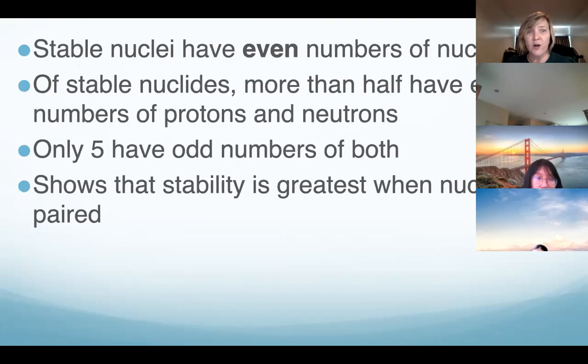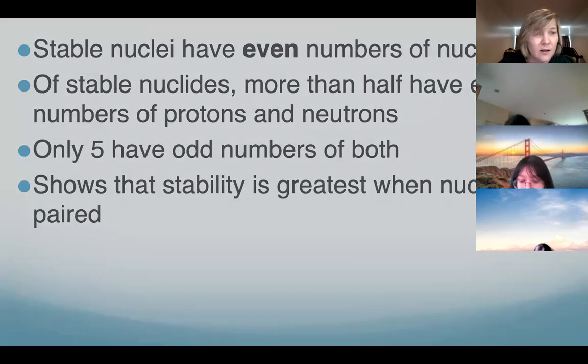All right. So again, characteristics of stable nuclei. Stable nuclei have even numbers of nucleons. Of the stable nuclides, more than half of them have both even protons and even neutrons. Only 5 nuclides on the entire periodic table have odd numbers of both. And this shows that the stability is greatest when nucleons are paired.